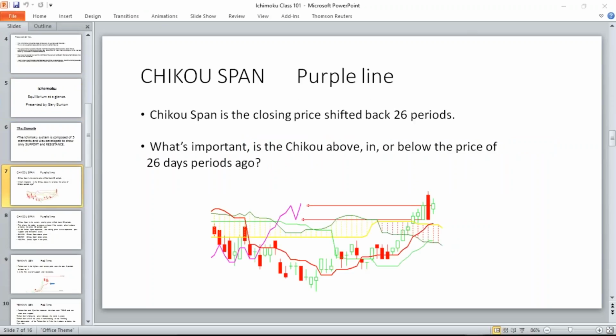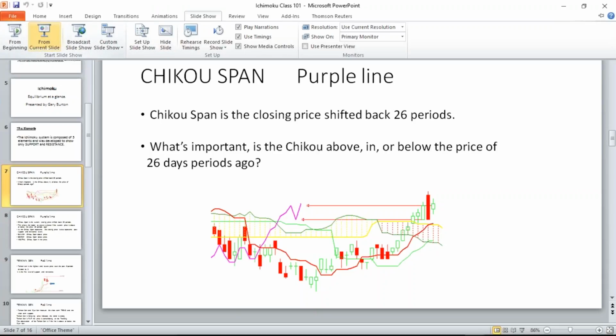Ichimoku is a Japanese indicator that a lot of people seem to want to use for trading. So I'll just go through the basics of this. There are some very nifty observations to be made with this. It is not the be-all and end-all. It is just simply a tool. You do need to study it to really understand it a little bit.